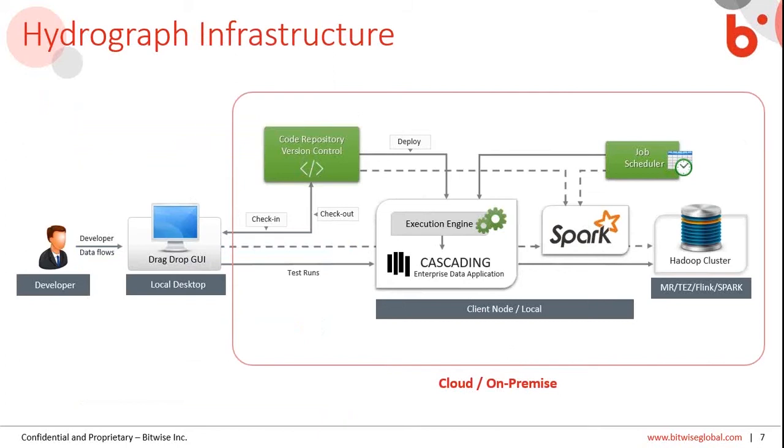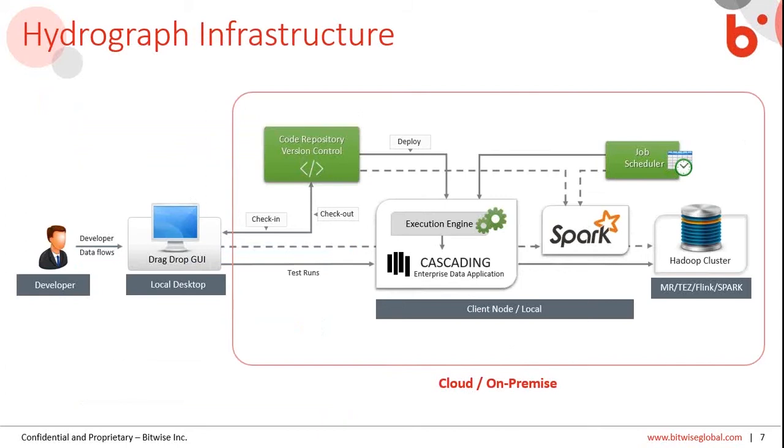So from a developer perspective, the developer will only see a drag and drop UI on their desktop. There's nothing else that they need to worry about. So you have a Hadoop cluster sitting somewhere in the environment, as you see on the right-hand side. And on top of the Hadoop cluster, you have either Spark or Cascading. The developer creates and saves the ETL to the code repository, or the developer creates the ETL, and the XML part of that ETL can be put inside a job scheduler.